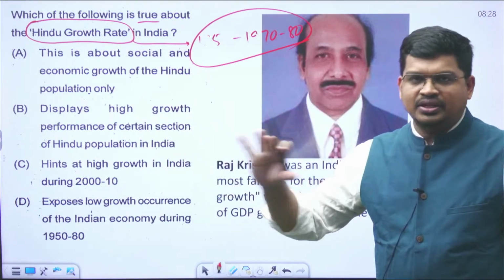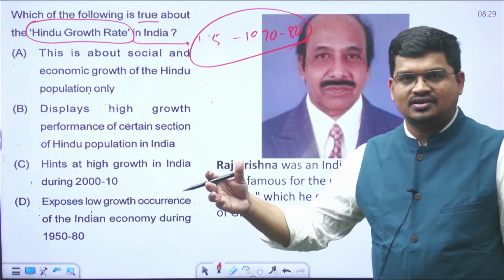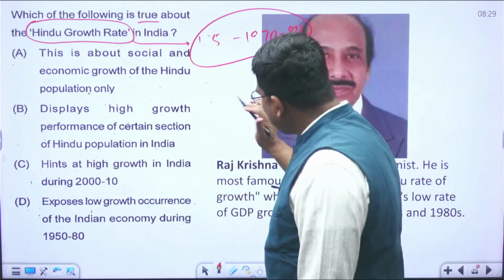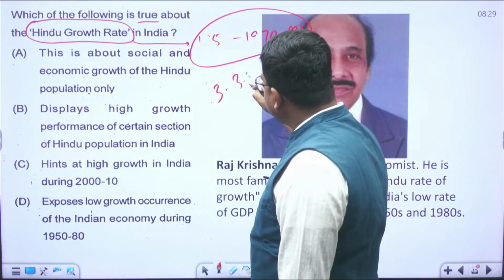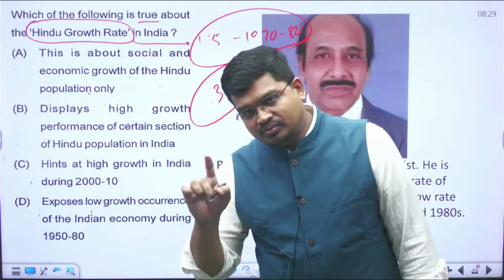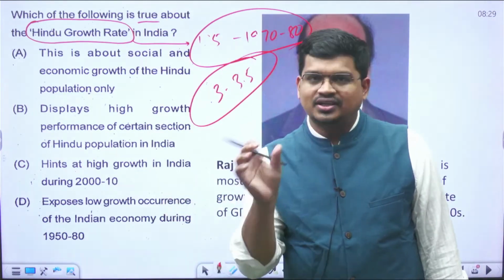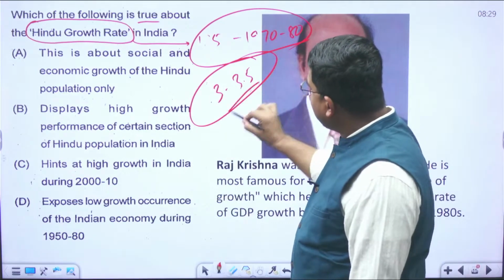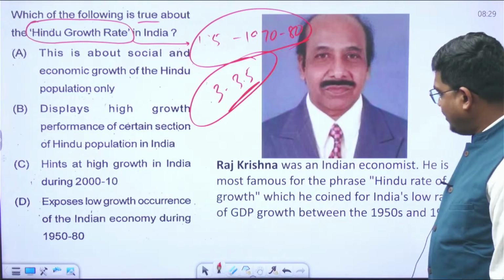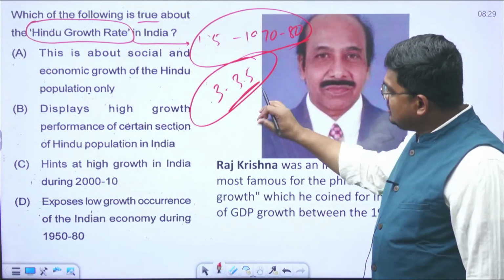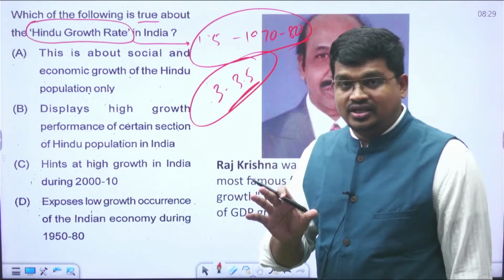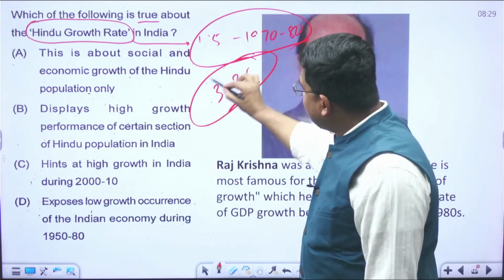In that time period, in this 30 years of India's economic model, the economic growth rate of India was something around 3 to 3.5% on an average. So the average growth rate was something around 3 to 3.5%. That means for these 30 years, the Indian economy was struggling to break this cycle.